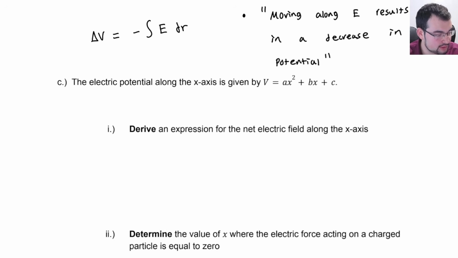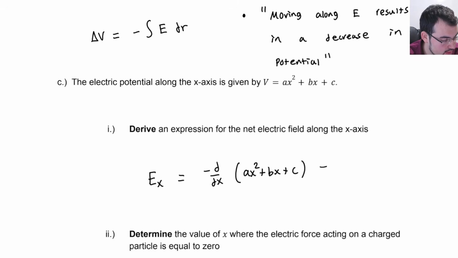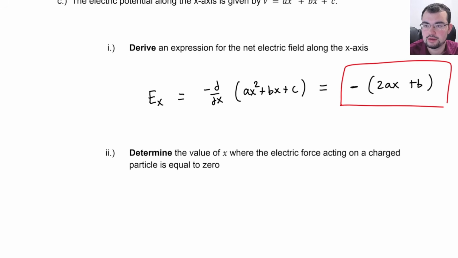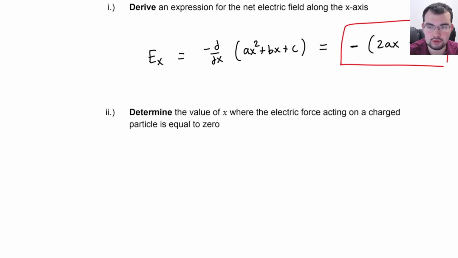All right, now let's do an example. Now we have this function V. What's the electric field? Well, the electric field is just going to be the negative derivative with respect to x of our V expression. So this would just be negative 2ax plus b, taking the derivative of our potential function. Where is the electric force acting on a charged particle equal to 0? Well, we know that F is equal to QE. So if the net force on a particle is 0 due to the electric field, this tells us that E is 0.